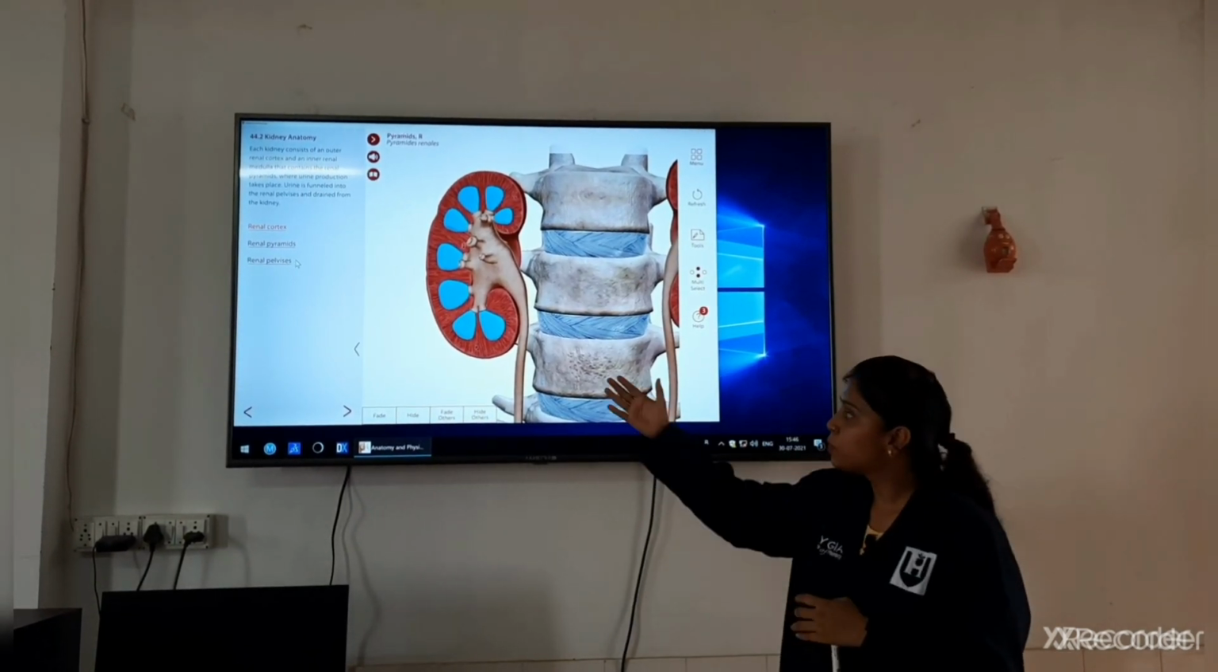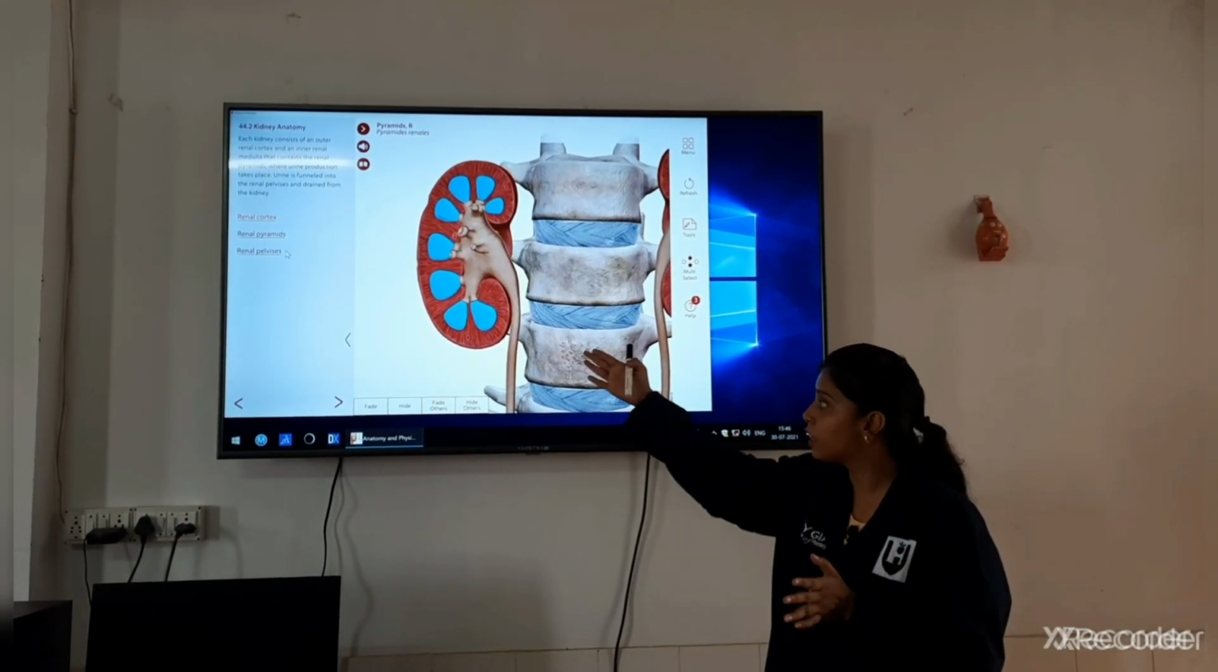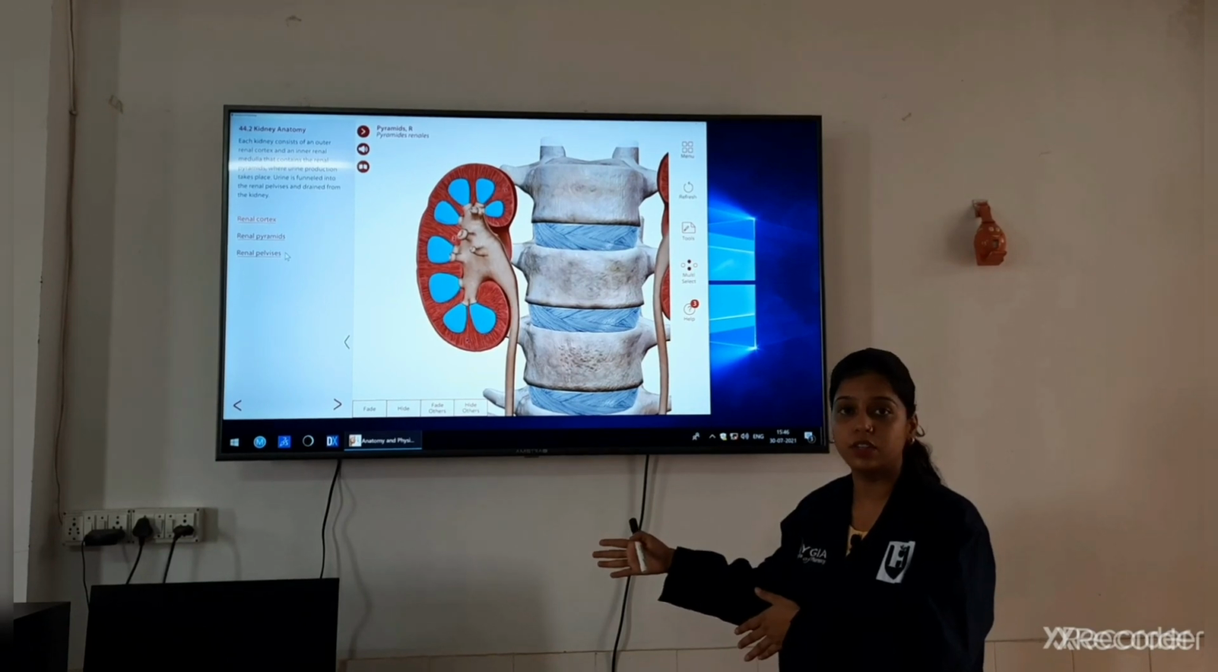Along with explaining the structure of the kidney, I will also explain how urine flows from the kidney towards the rest of the urinary system.